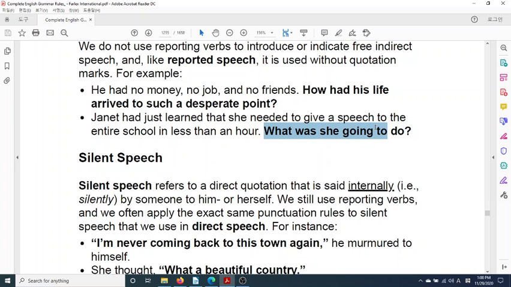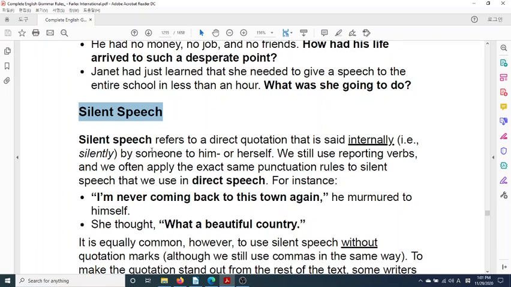So with this, the book, the narrator, like the writer of the book, is summarizing what this character's thinking. Silent speech is the character saying it in their own head. So right now, I want you to say the phrase "I am thinking" in your own head. You probably said it using your own voice inside your mind, right? And if you were going to write that down in a book, that would be silent speech. Silent speech refers to a direct quotation that is said internally, inside someone's mind. They said it to themselves in their mind.